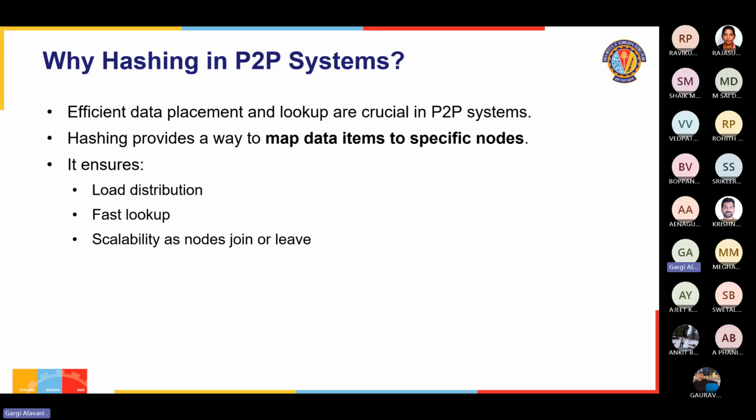This value is then used to decide which node should store this data. The beauty of using hashing is that it distributes data evenly across nodes. It also supports fast lookup. Both of these are very essential when dealing with thousands or millions of peers, and as the scalability of the system increases and nodes join or leave.